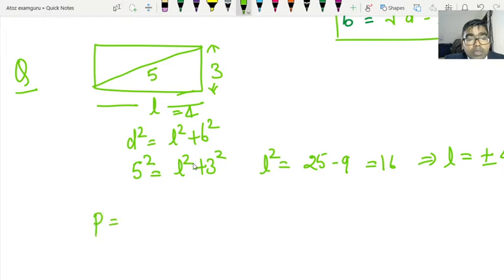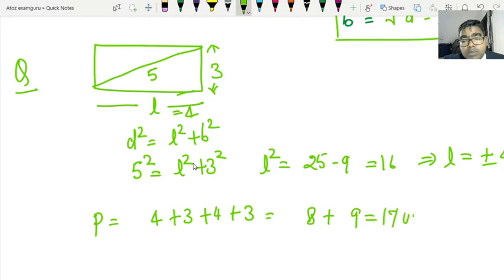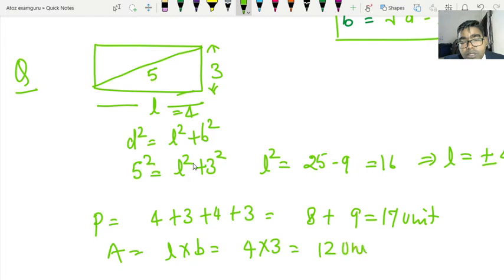The perimeter P equals what? 4 plus 3 plus 4 plus 3, means 8 plus 9, it means 17 units. What is area? Area equals L into B, means 4 into 3, means 12 unit square. Right friends? Now come to the next figure.